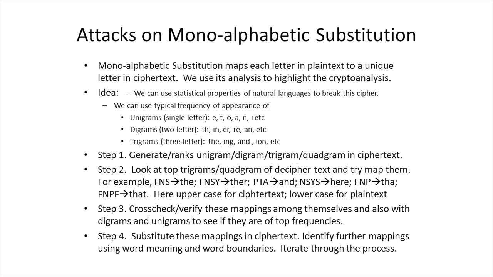This is called cross-checking. Step 3, cross-check and verify these mappings among themselves. We can also use the digram statistics and unigram statistics to confirm that indeed they are the top frequency. Step 4, substitute these mappings in the ciphertext. Identify further mappings using the word meanings we guess, the translation, and the word boundaries. Iterate through this process until we decrypt the whole ciphertext.